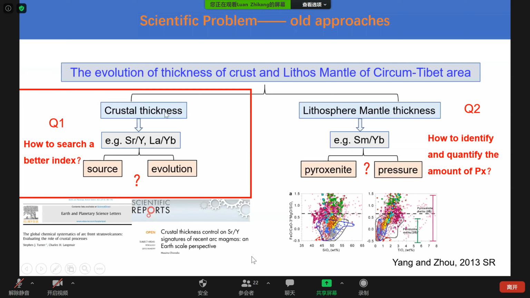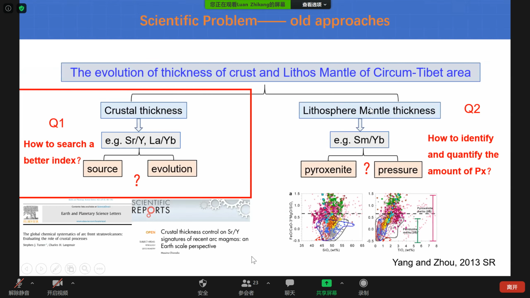One is the crust thickness. We use isotope and some element ratios to represent the crustal thickness, but there are some problems. One, the ratios will be affected by the source and by the magma evolution. So that gives us a thinking to search for a better index.